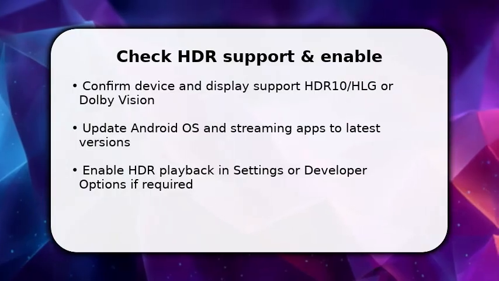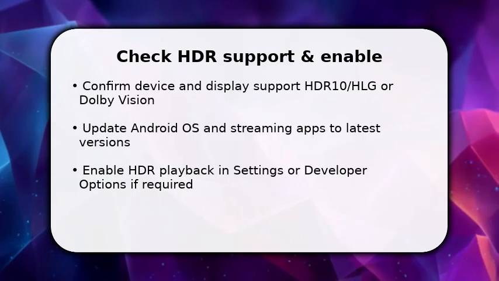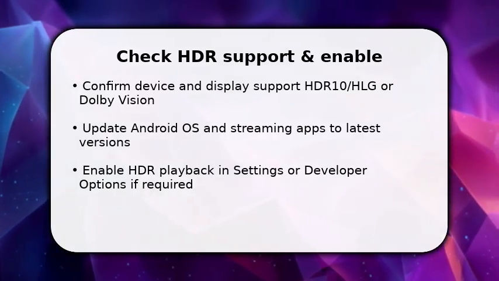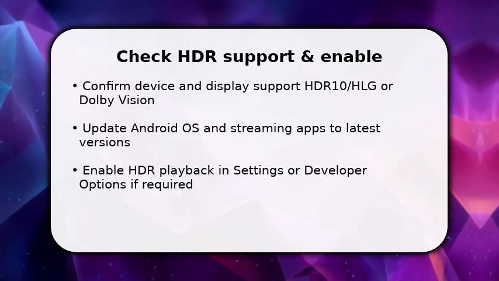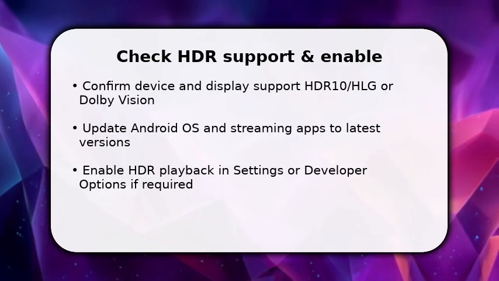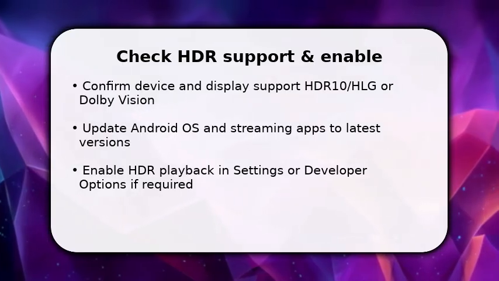You start by confirming hardware and software support. Make sure your phone and external display support HDR10, HLG, or Dolby Vision. Once done, update Android and the streaming or player app so decoding and DRM are current.